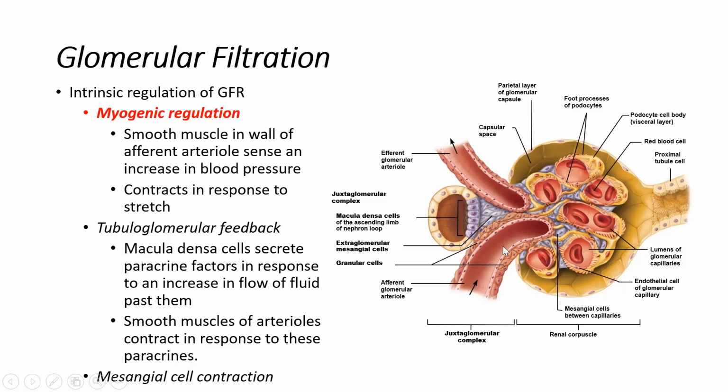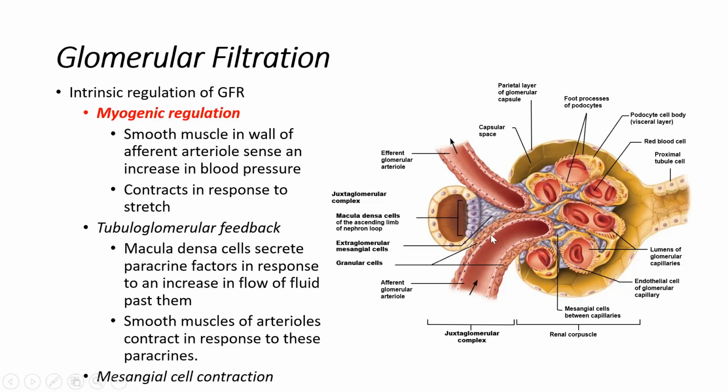So it's essentially the same feedback response, but it's different signals, or different sensors rather, that are picking up that increase in filtration and sending the signals to the afferent arteriole to decrease their flow rate in order to decrease GFR. And the third mechanism is involving the mesangial cells.